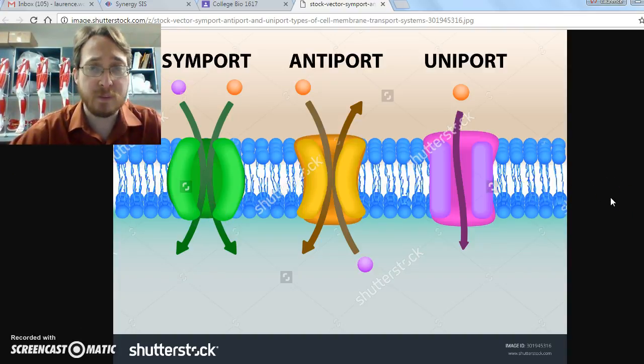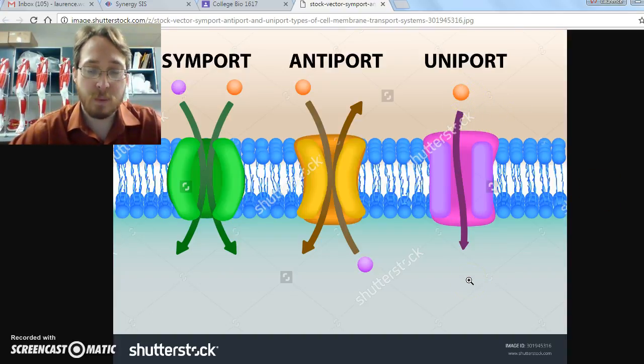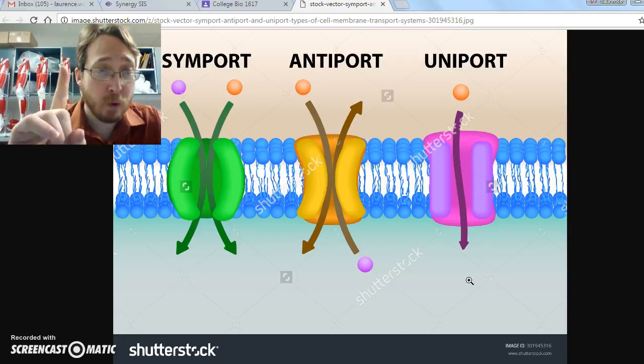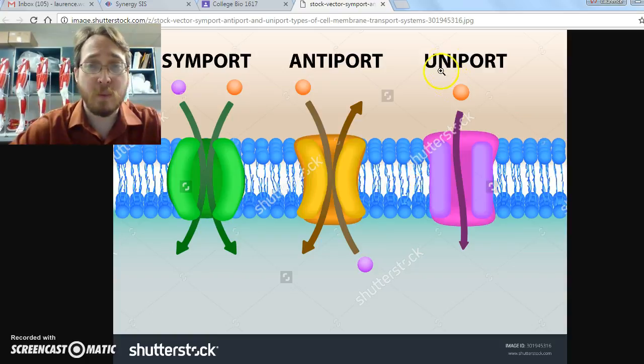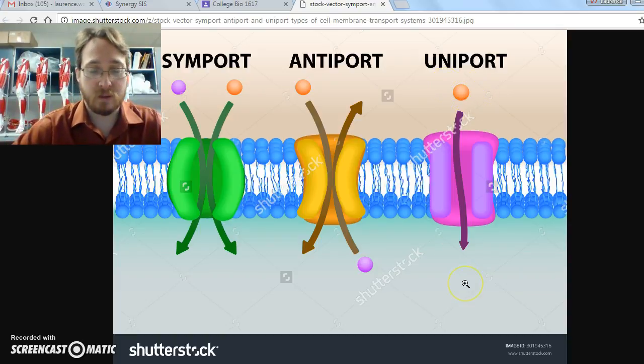They have some similarities between them. Uniporters move one particle against the concentration gradient across the membrane, and they can move only in one direction. So if this uniporter can move from outside of the cell to inside of the cell, it will never be used to move a particle from inside the cell to outside of the cell, and it's moving against the concentration gradient.